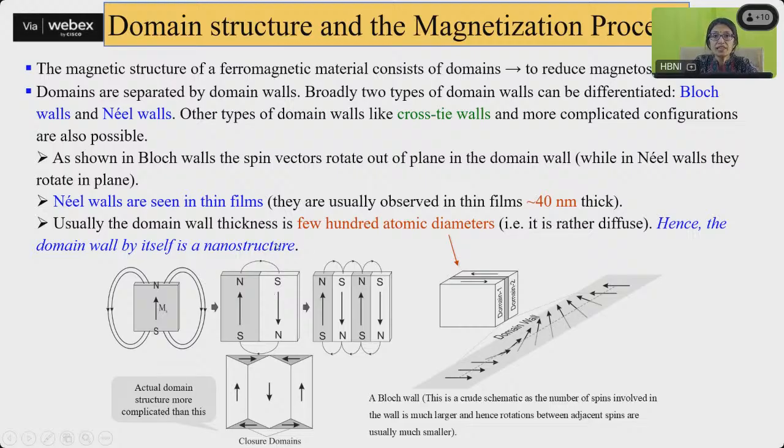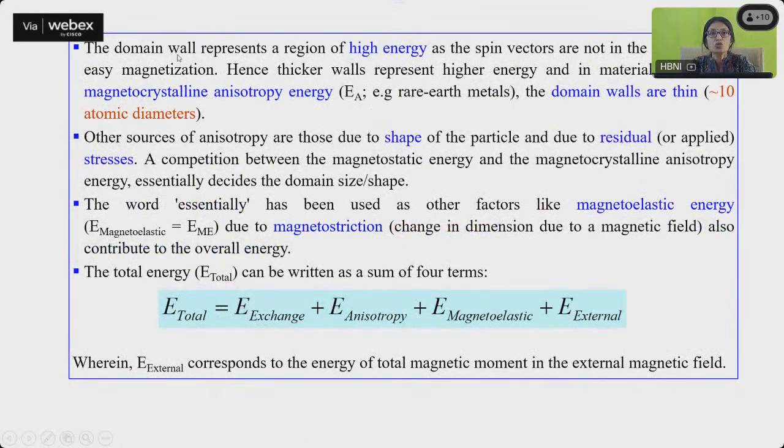Usually the domain wall thickness is a few hundred atomic diameters, that is, it is rather diffuse. Hence the domain wall by itself is a nanostructure. This is a Bloch wall, which you see when there is a thick domain wall. If it is a very thin domain wall, then it is generally known as a Néel wall, and Néel walls are generally observed in very thin films, less than 40 nanometers thick. The domain wall represents a region of very high energy, as the spin vectors are not in the direction of easy magnetization.